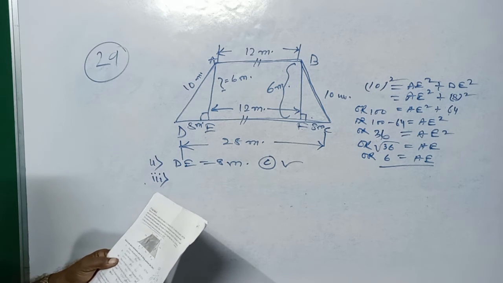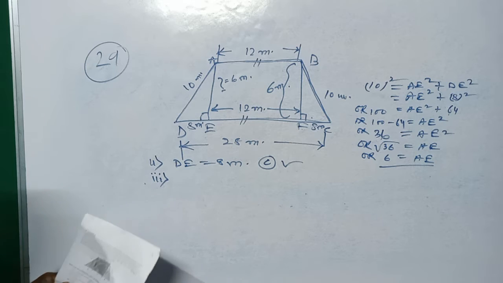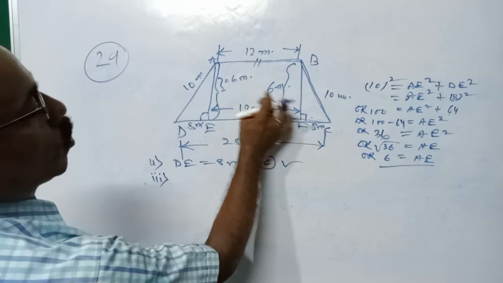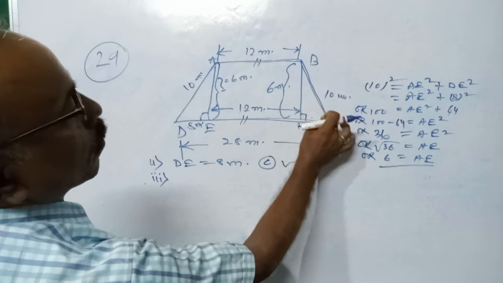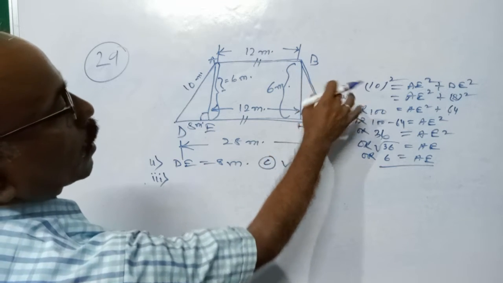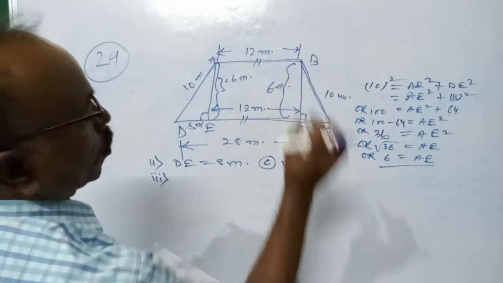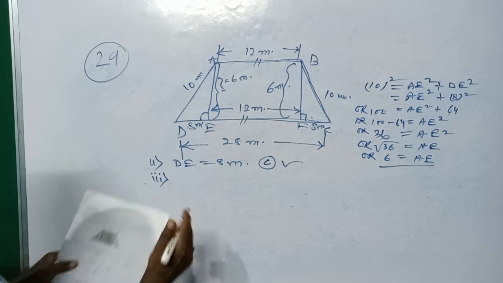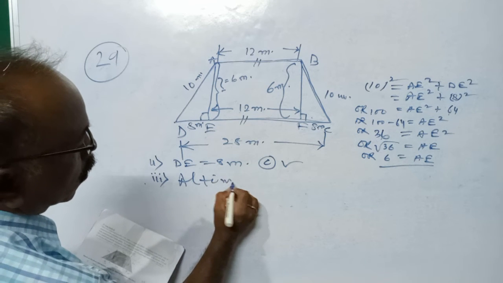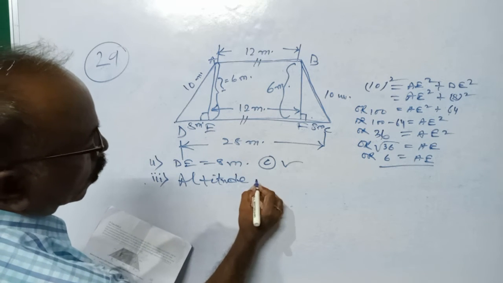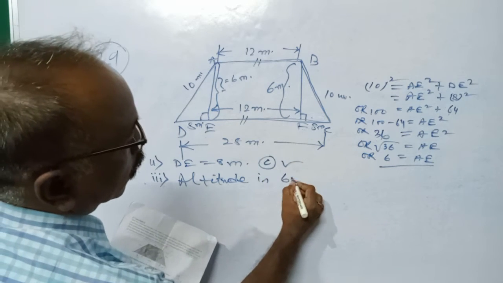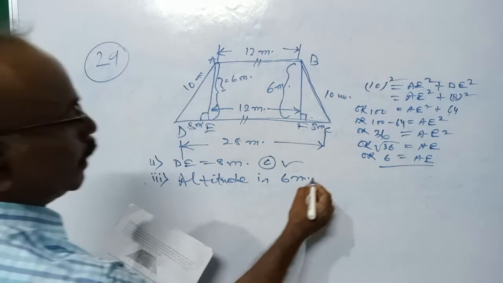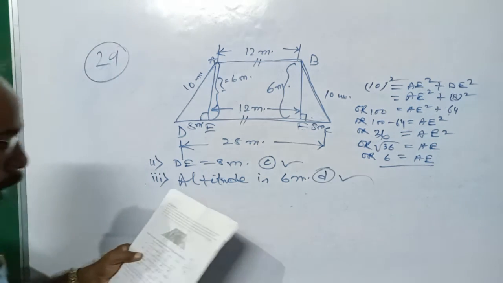Next, question number 3. What is the length of the altitude of the trapezium ABCD? My dear student, you see this is the altitude, 6 meter. We also calculated it from the Pythagoras theorem: hypotenuse square is equal to base square plus height square. So here the altitude is 6 meter. The answer is D. D is the answer.